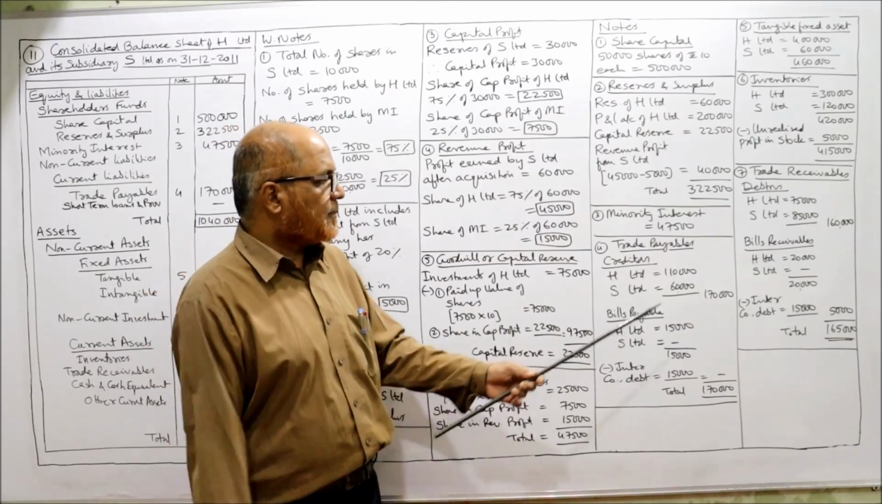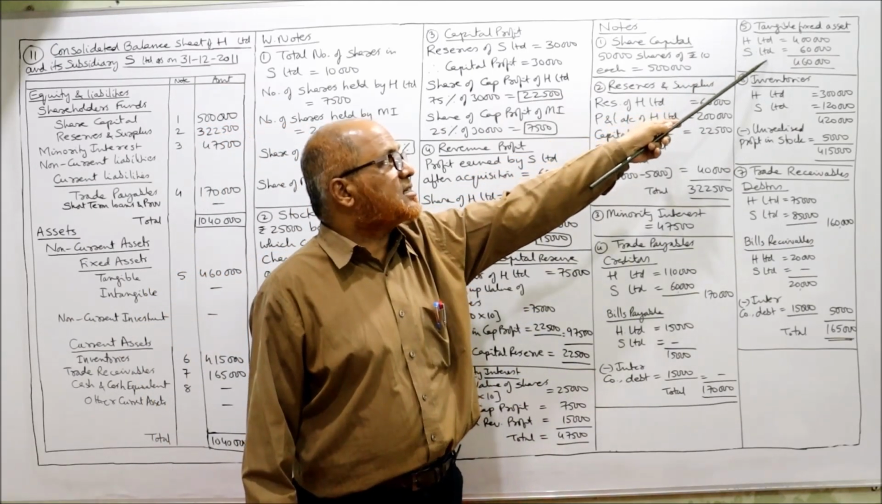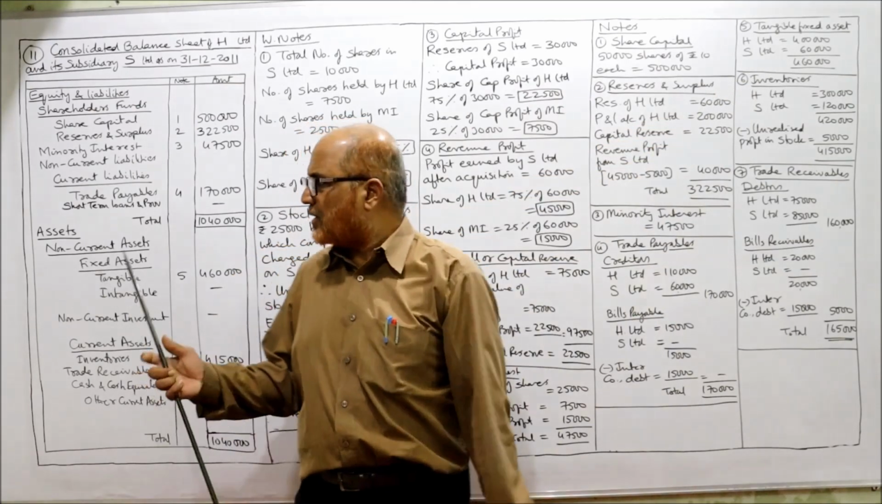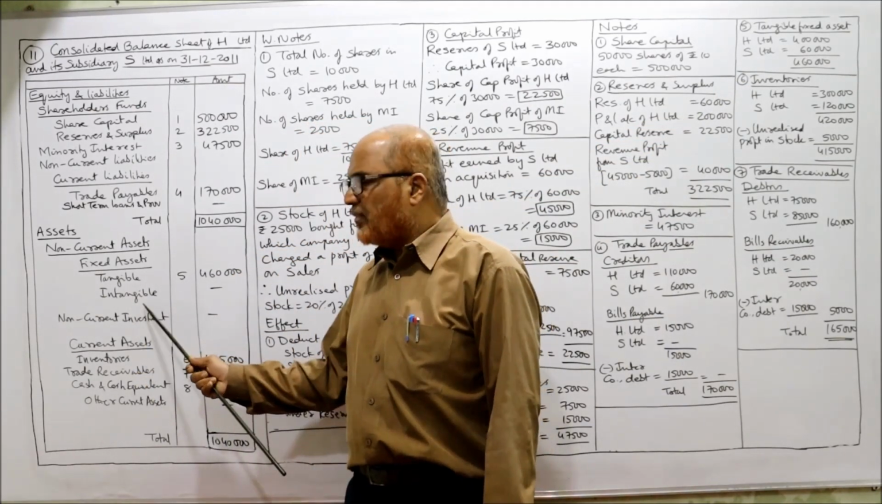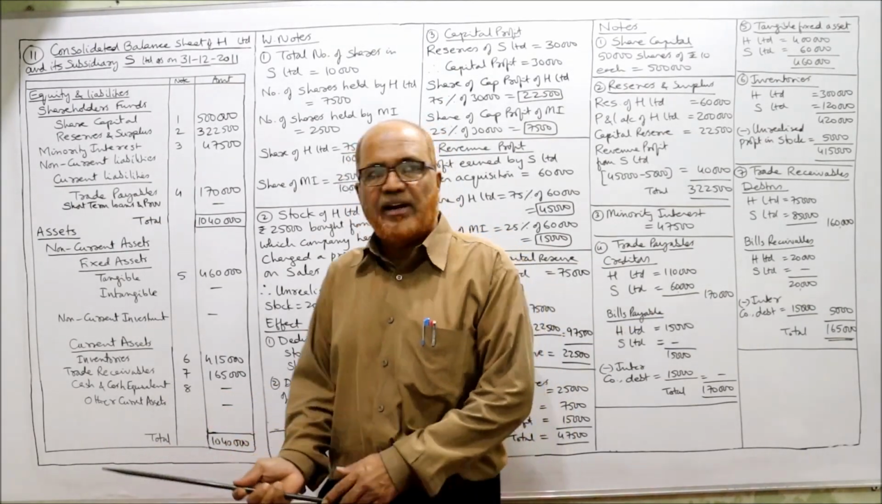Now come to the asset side. Here, tangible fixed assets. Simply add up the assets of H Limited and S Limited: 4,60,000. Take 4,60,000 here. We don't have any intangible asset. Goodwill we don't have. We got a capital reserve. Then inventories.